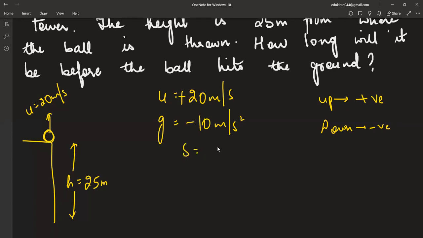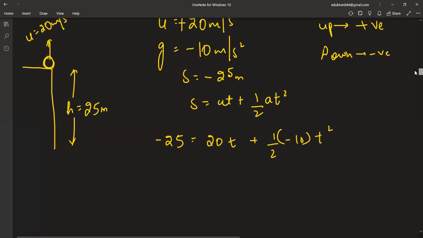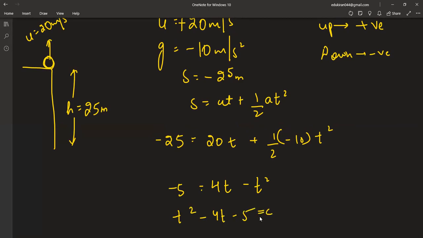Now see displacement, this is 25 meters. So displacement is also occurring downwards, so this will be negative. Now we'll use our equation S is equal to ut plus half at square. So minus 25 is equal to 20 into t plus half into minus 10 into t square. So this becomes minus 5 is equal to 4t minus t square. So this equation we get t square minus 4t minus 5 is equal to 0.